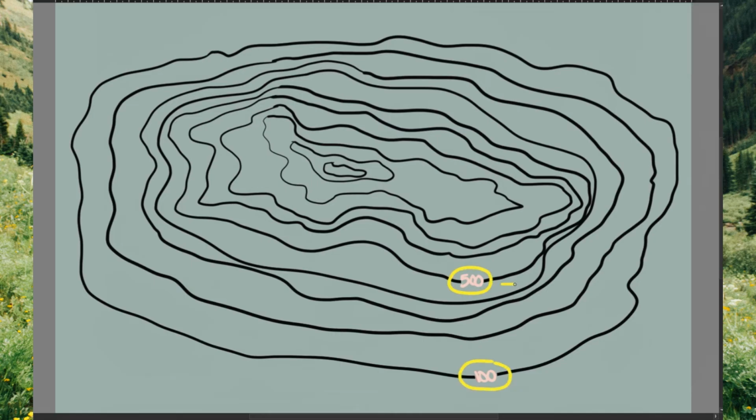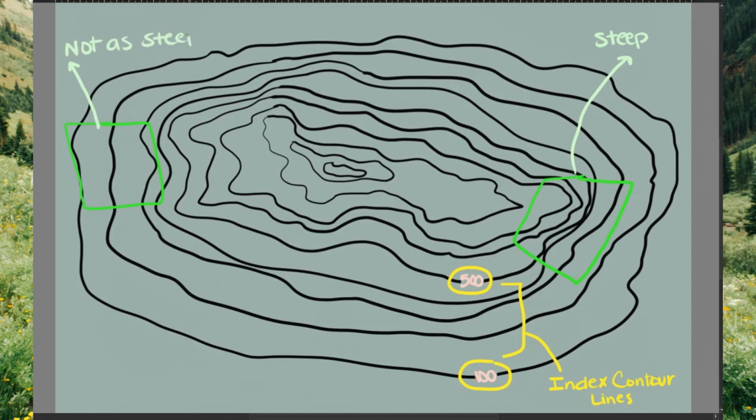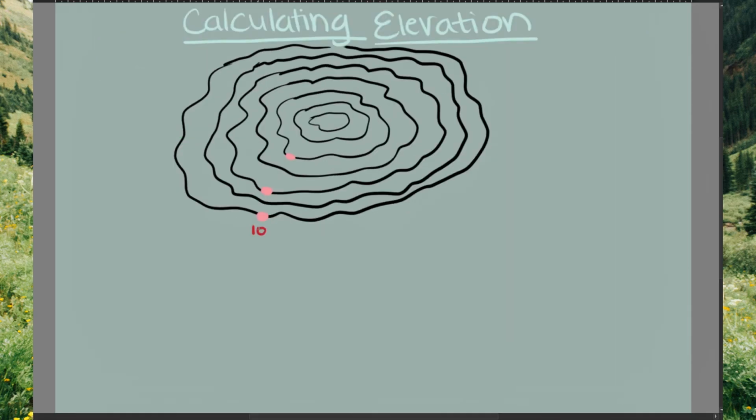Another important feature of topographic maps is how we can tell how steep something is, the slope of the mountain or landform that we're looking at. Lines that are closer together are going to indicate that it is very, very steep. If they're almost touching, we would probably need some type of special rock climbing gear to climb it. But if the lines are more spread out, that usually means we have a gentler slope, so we could probably walk up that area.